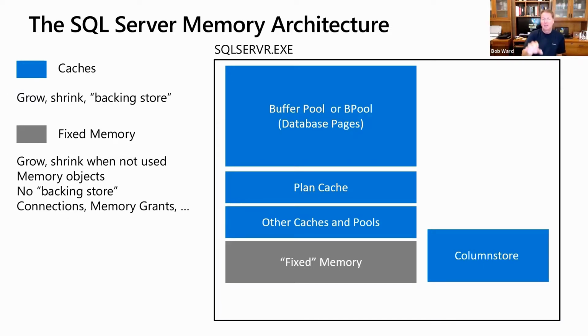So you have cache examples and you have fixed memory. Notice again, though, that the fixed memory is typically not a lot compared to the caches. That makes sense, right? You want your caches to be robust.